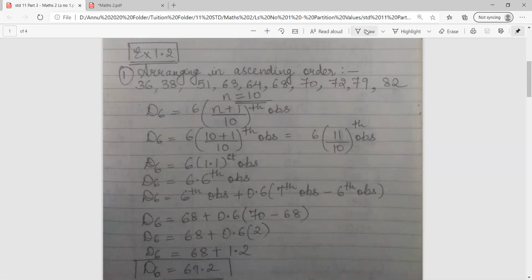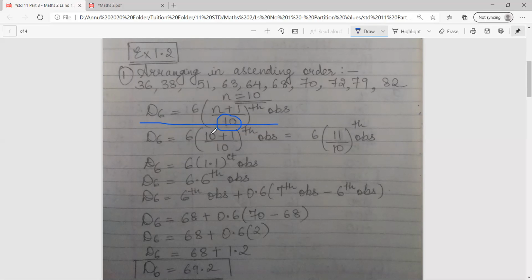First we'll calculate D6. As this is raw data, we'll put the formula: D6 is equal to 6 times (n plus 1) upon 10th observation. Follow, class, what's the difference? The denominator when we calculated quartiles was 4. Now in place of 4, we are writing 10, and in front of the bracket I have written 6. So 6 times (10 plus 1) upon 10th observation.